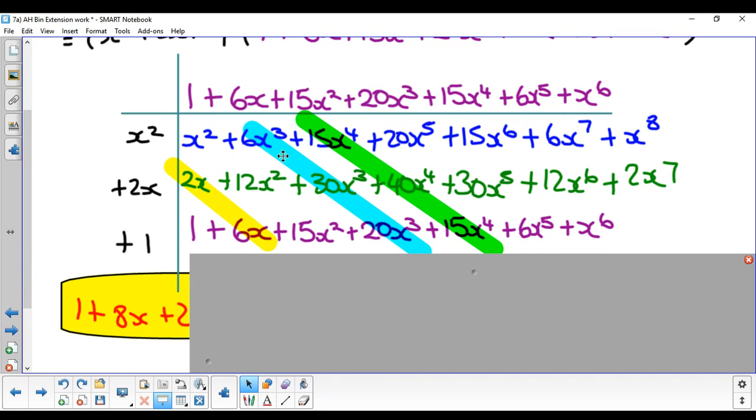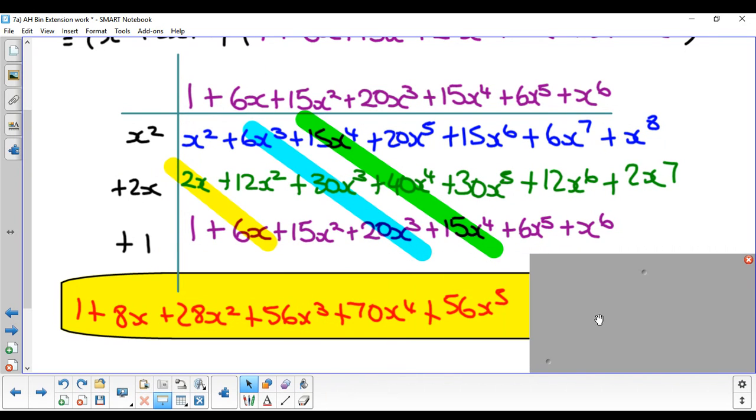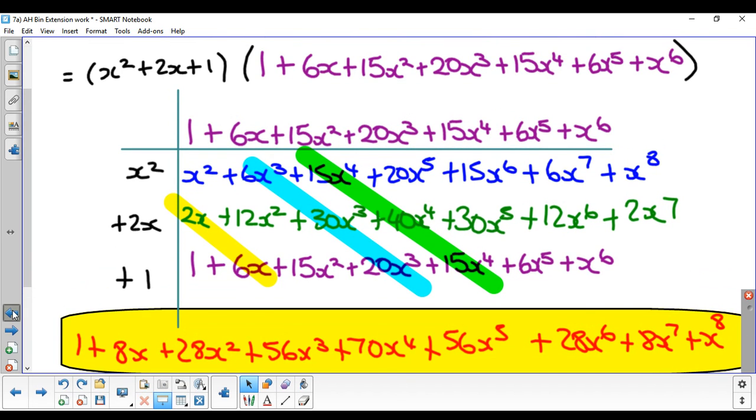Plus, then you've got 20, 30, 56. Sorry, it's 28x squared rather. Okay, plus 56x cubed, plus 40, 50, 60, 70x to the 4, 56x to the 5, then you've got 28x to the 6, and 8x to the 7, and then x to the 8. The last part is actually not that bad if you use a grid, okay? But what a question, okay?